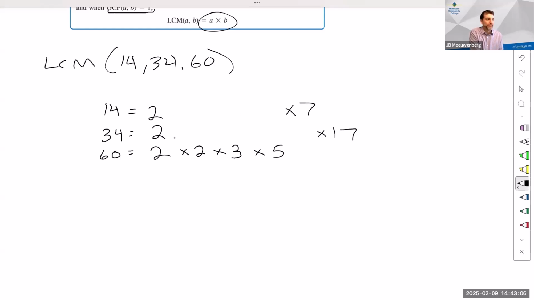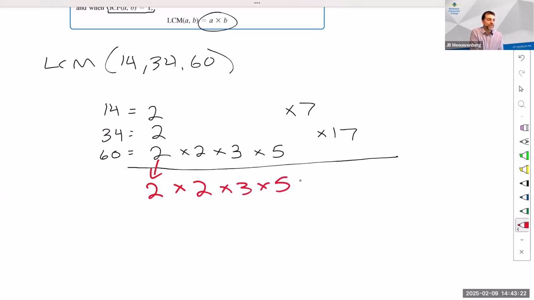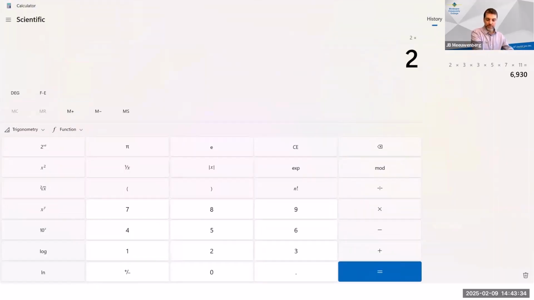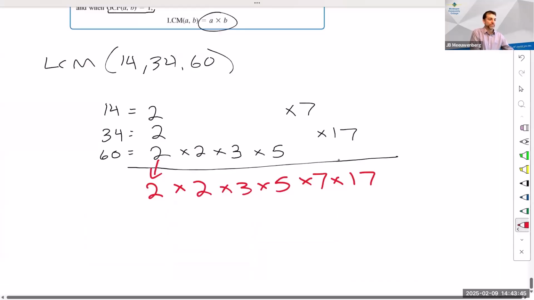Fourteen is equal to 2 times 7, 34 is equal to 2 times 17, and 60 is equal to 2 times 2 times 3 times 5. We line them up, we drop them down. 2 times 2 times 3 times 5 times 7 times 17. Multiply all those numbers together, and we get 7,140.